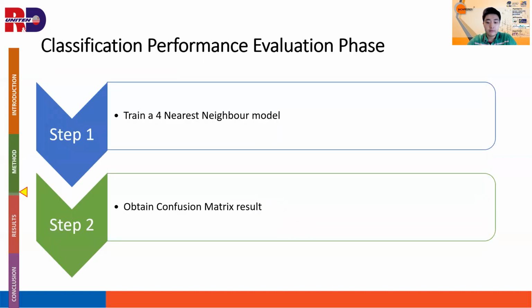To evaluate the performance of the classification result, the first step is to train a 4 nearest neighbor method using the built-in fit, seek, and end function in MATLAB. Lastly, obtain the coefficient matrix result by correlating the results of the 4 nearest neighbor method and predict the response classifier using the built-in confusion map in MATLAB.